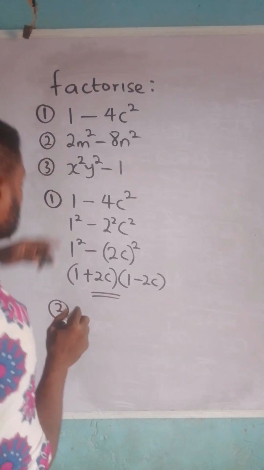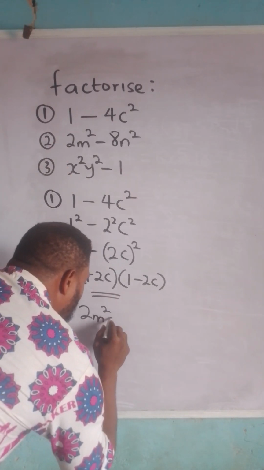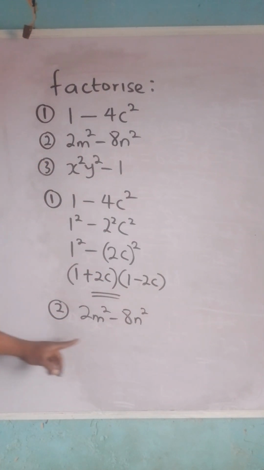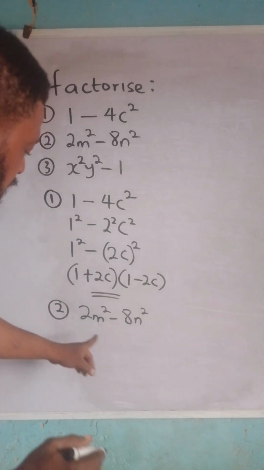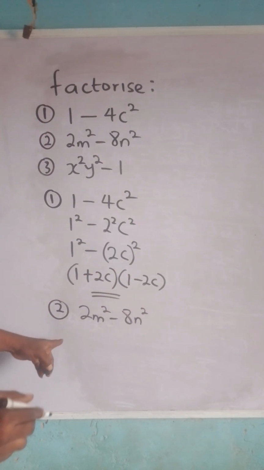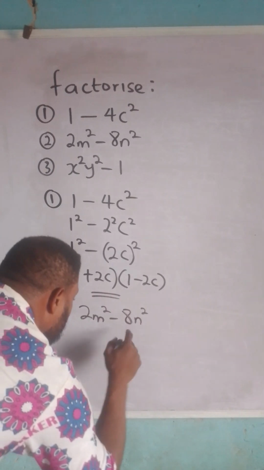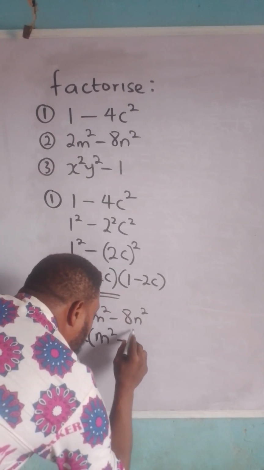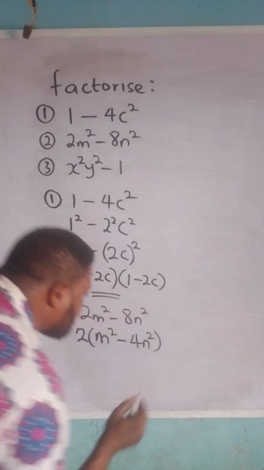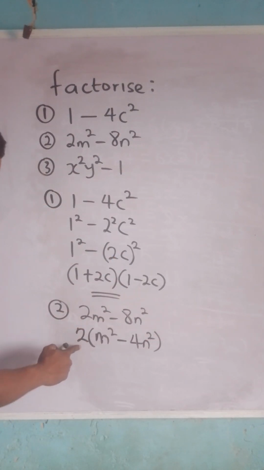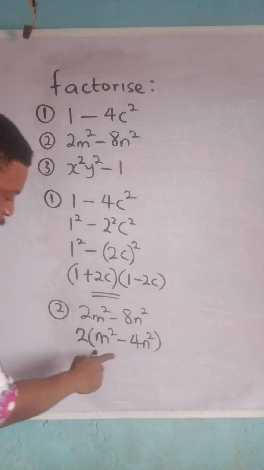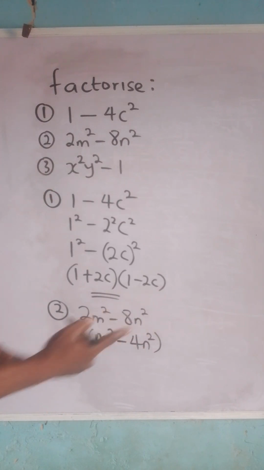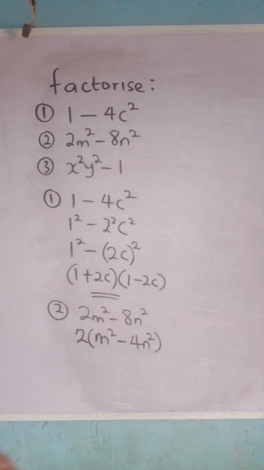Number 2 here we have 2m squared minus 8n squared. If you look at this, 2 is a factor of both of them. So I'm bringing 2 outside the bracket. This is the same thing as 2 into m squared minus 4n squared. Because 2 times m squared will give us 2m squared, minus 2 times 4 is 8, then n squared. Look at it. This is the same thing as this.